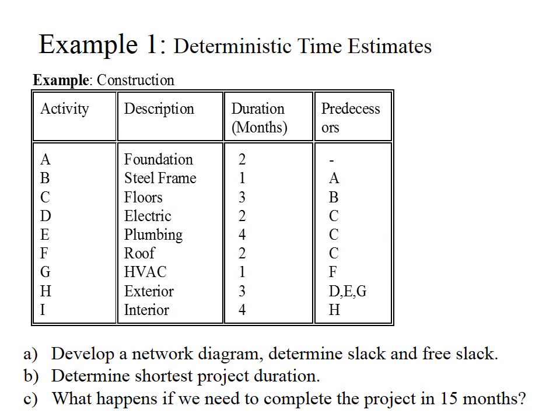Let's begin with a simple example, and this is a project where you have a construction project. Various activities have been defined and the duration they take, and the predecessors are listed. That means A can be done anytime, but B can only be done after you have done activity A. You can't put steel frame without foundation. C, flooring, follows B, and it takes 3 months.